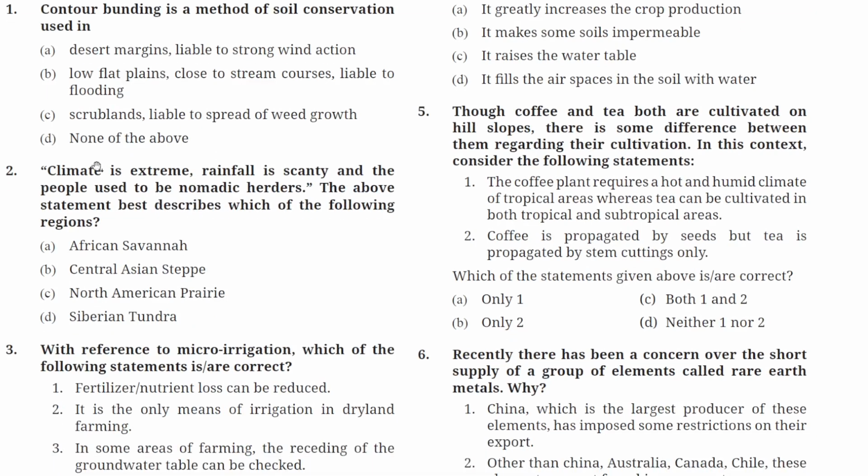Moving forward, question number 2. Climate is extreme, rainfall is scanty, and the people used to be nomadic herders. The above statement best describes which of the following regions? See, you can easily identify the different type of behavior also here. Okay, the climate is extreme, rainfall is scanty. The option is obviously Asian steppe.